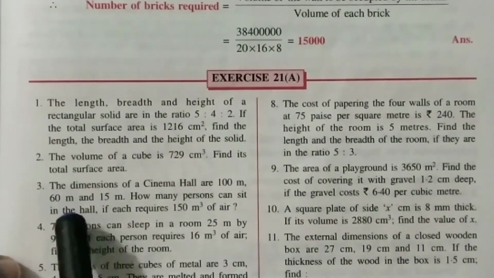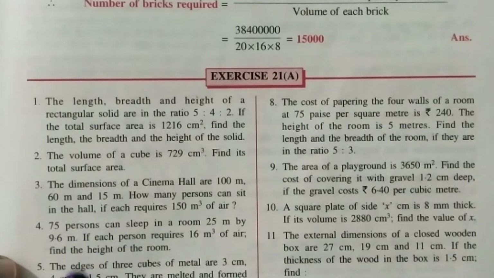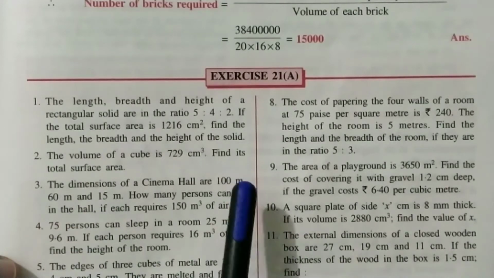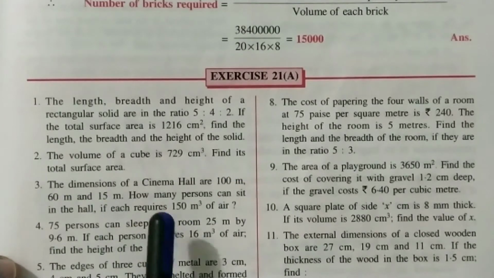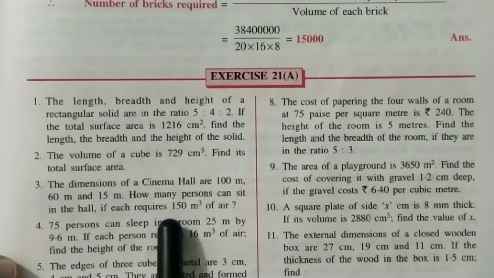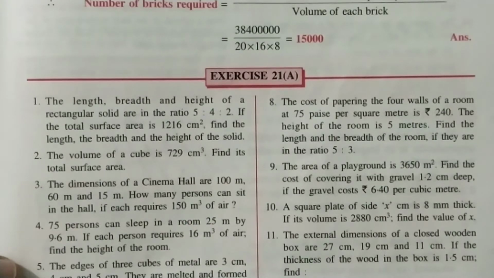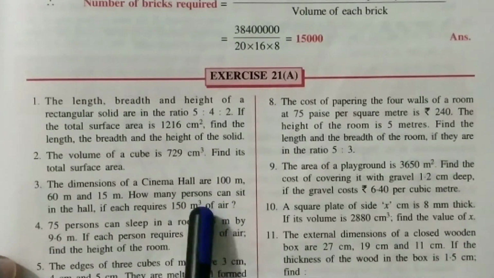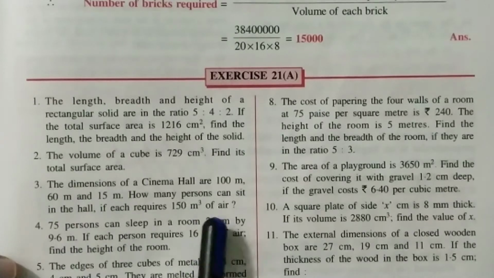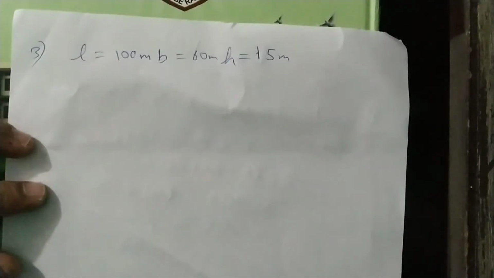So next question: the dimensions of a cinema hall are 100 meter, 60 meter and 15 meter. So dimension means length, breadth and height are given. How many persons can sit in the hall if each requires 150 meter cube of air? So how many persons can sit, and the requirement of air for each person is 150 meter cube. So this is your question.